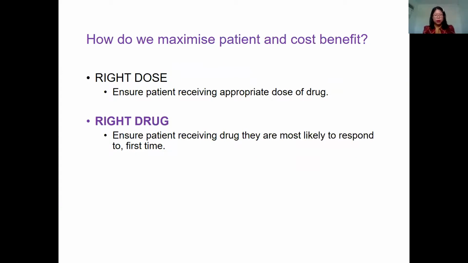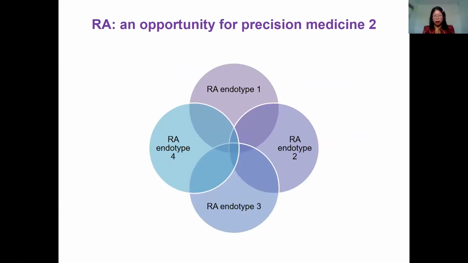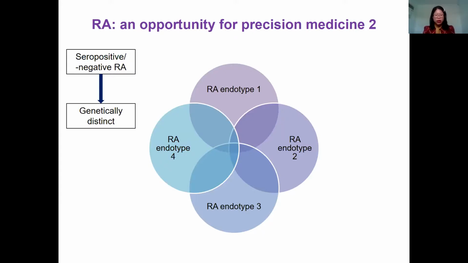So that's one arm, but I'm also interested in getting the right drug for the patient first time. We know that there are lots of different endotypes of rheumatoid arthritis, so these are distinct subtypes of the population, and it's pretty heterogeneous. For example, we test rheumatoid factor and anti-CCP antibodies in patients and say that they're seropositive or negative, and they have different disease courses. But we also know that these are genetically distinct patient populations. So do different endotypes have different responses?